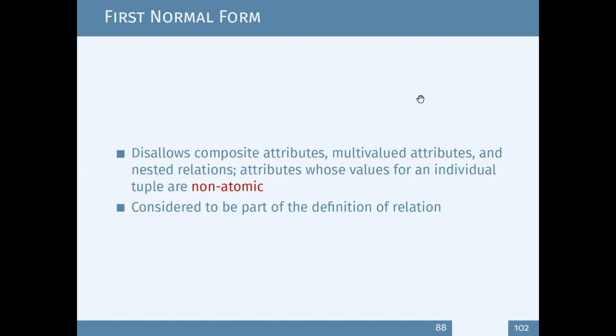Now, the first normal form should disallow any composite attribute or multi-valued attribute. Basically, we should say that the value should be atomic, right? If there are attributes with values or tuples that are non-atomic, we can say that the relations are not in first normal form.